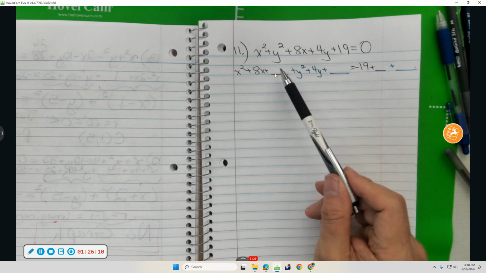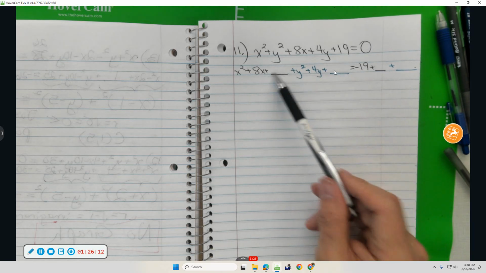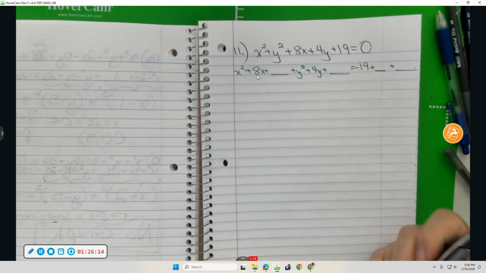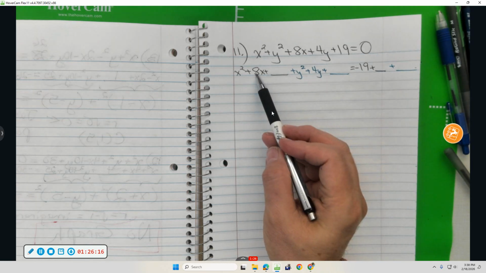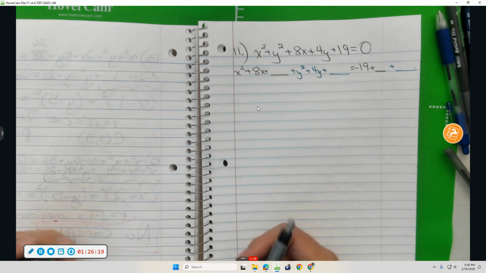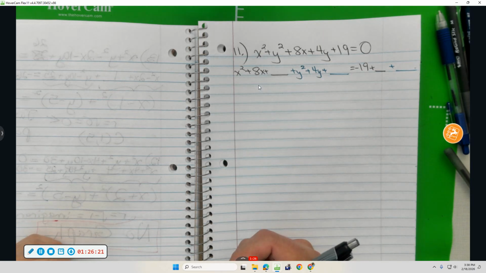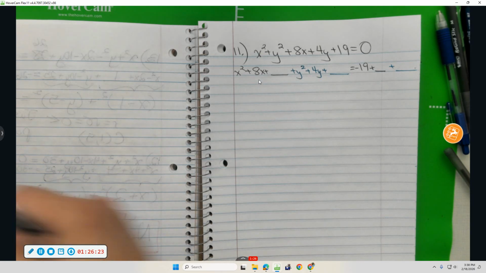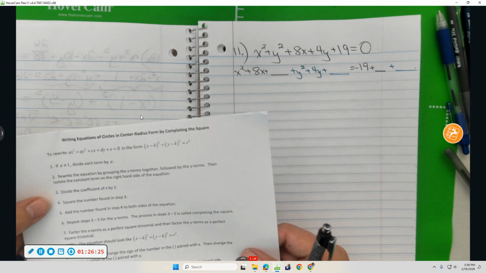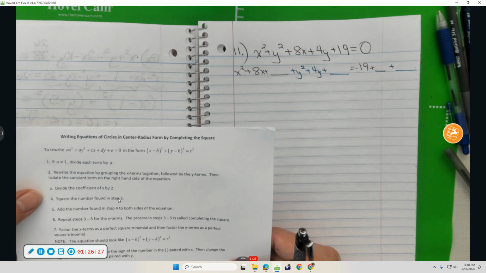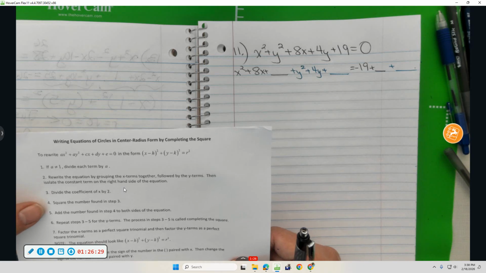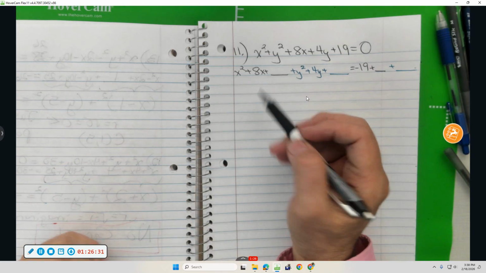We have to figure out the numbers that go in these blanks. And how do we do that? Half of the coefficient of X, okay. Half of 8 is 4. And then square it. That's what steps 3 and 4 are saying. Divide the coefficient of X by 2 and square the number found in the previous step.